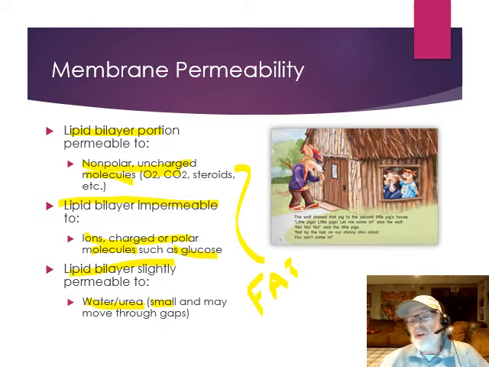But it's like customs, okay? Or the three little pigs: no, you can't come in, not by the hair on our chin, you can't come in. So that's sort of like some things are not going to be able to get in the cell.